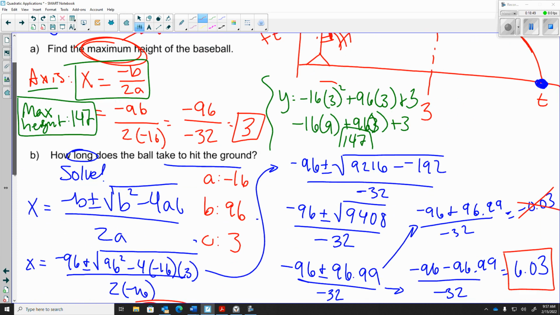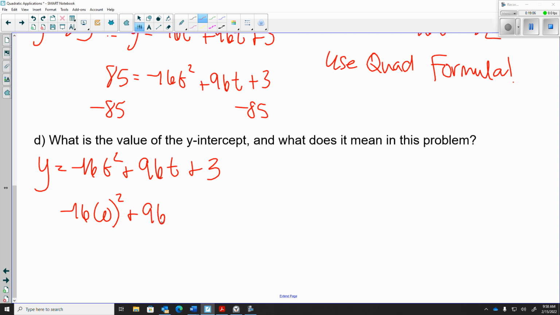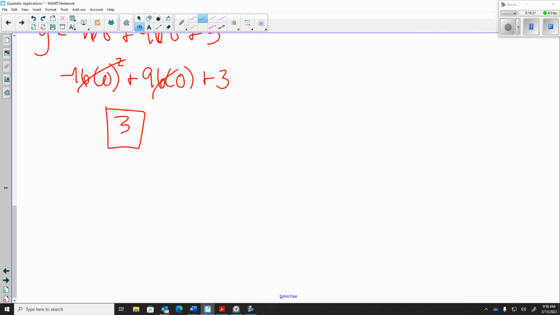So he hits the ball at 0. If you put 0 in for t, this stuff goes away, and all you have is 3, or the c value. So the y-intercept is c. What does it mean? Well, we already talked about that a little bit. It's the height at which he hits the ball.